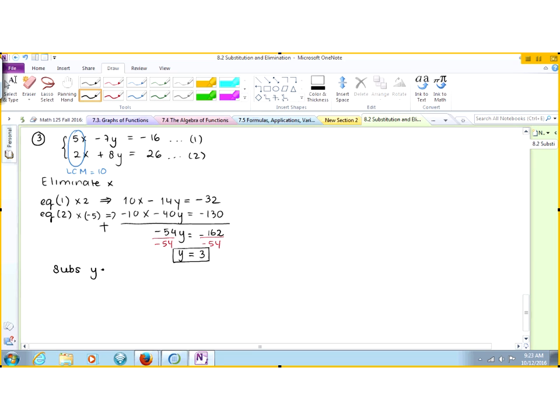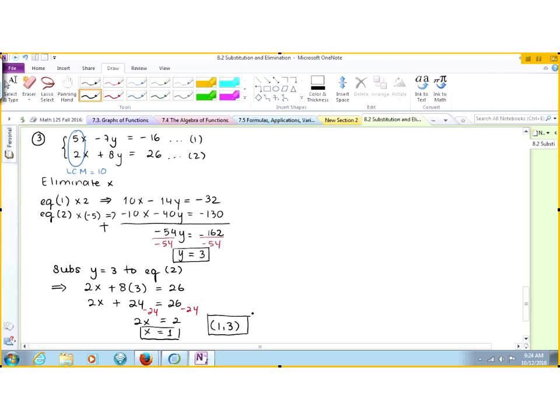Yes. So substitute y equals 3 into equation 2 or 1. Doesn't matter. It's up to you. So I use equation 2 here. So 2x plus 8 times 3 equals 26. 2x plus 24 equals 26. So subtract 24 from both sides. 2x is equal to 2. What is x? So what's my solution? Yeah. Done.